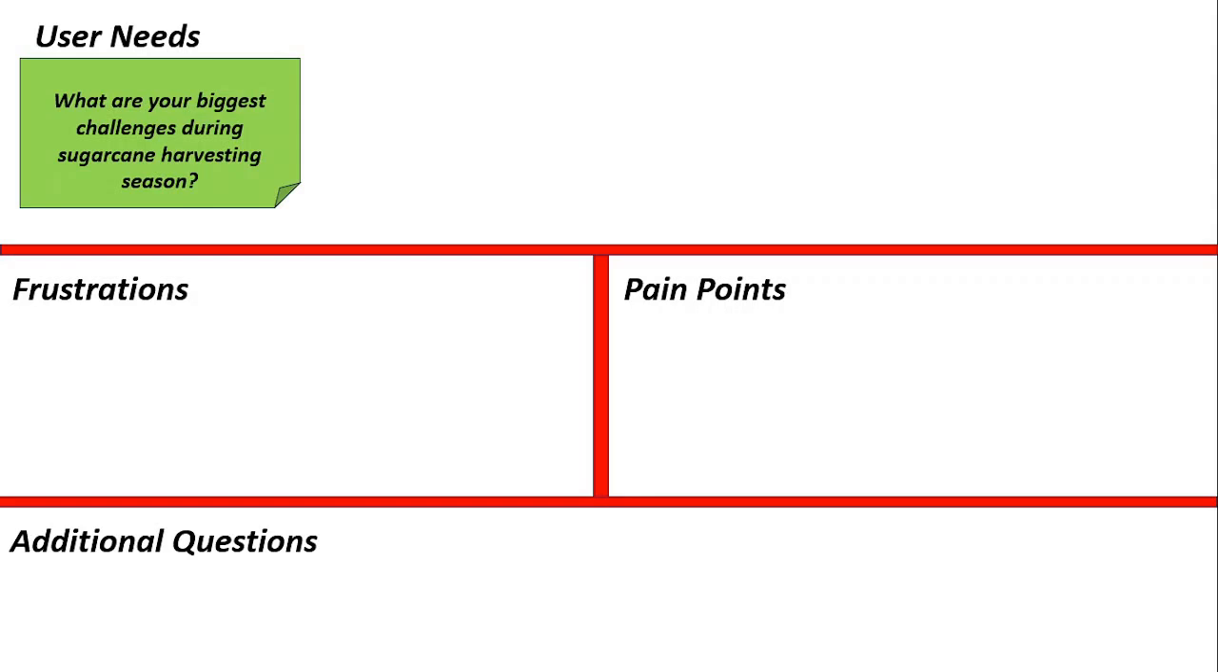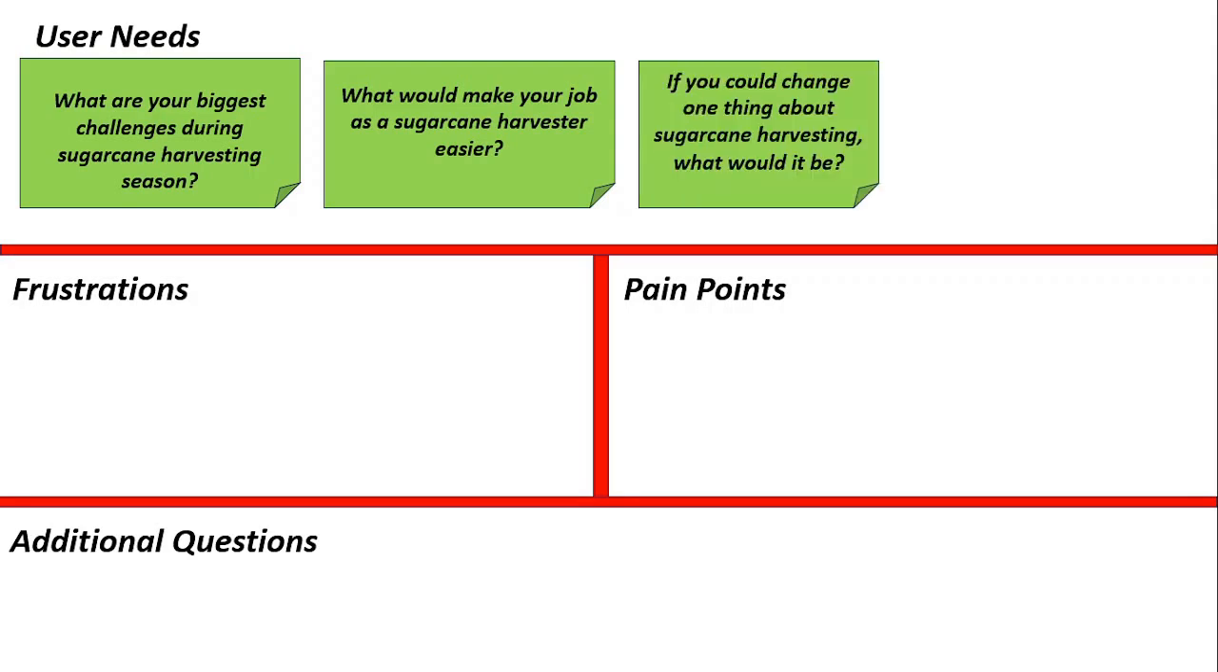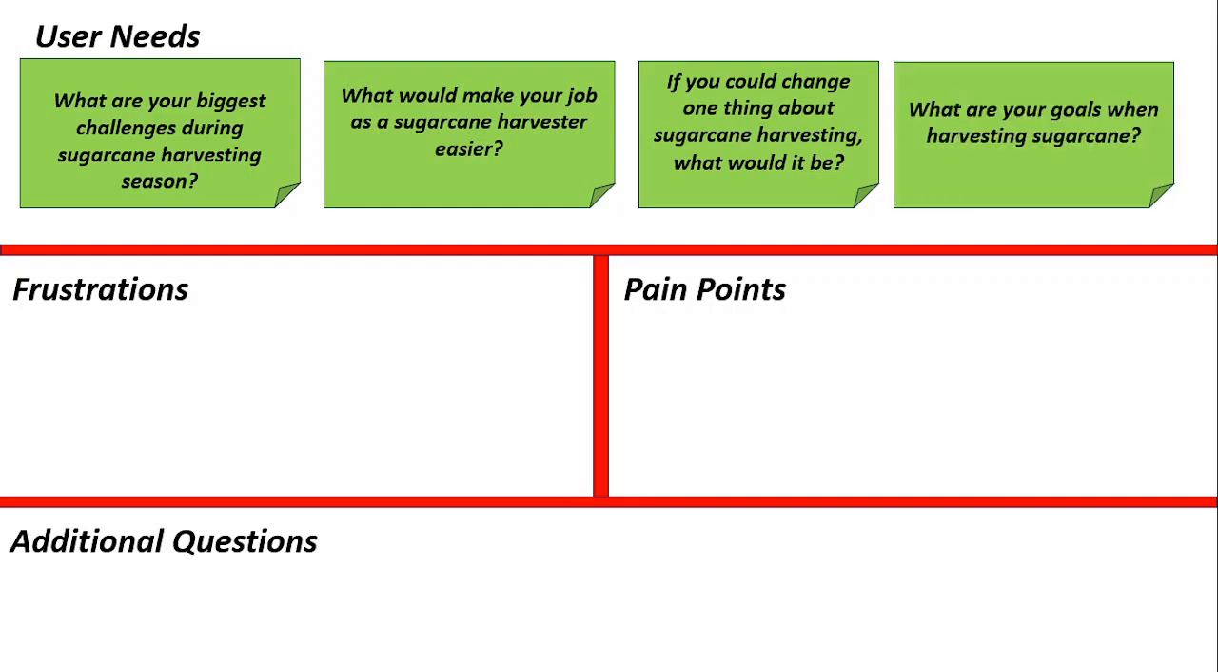User needs, I may write on the larger green sticky notes. What are your biggest challenges during sugarcane harvesting season? This is the question asked to the farmers. Then, what would make your job as a sugarcane harvester easier? I asked them how this product will be easier for you. Then, if you could change one thing about sugarcane harvesting, what would it be? Likewise, I asked them, what are your goals when harvesting sugarcane? Likewise, I asked empathy questions to the harvesters before developing the product and doing the role play.